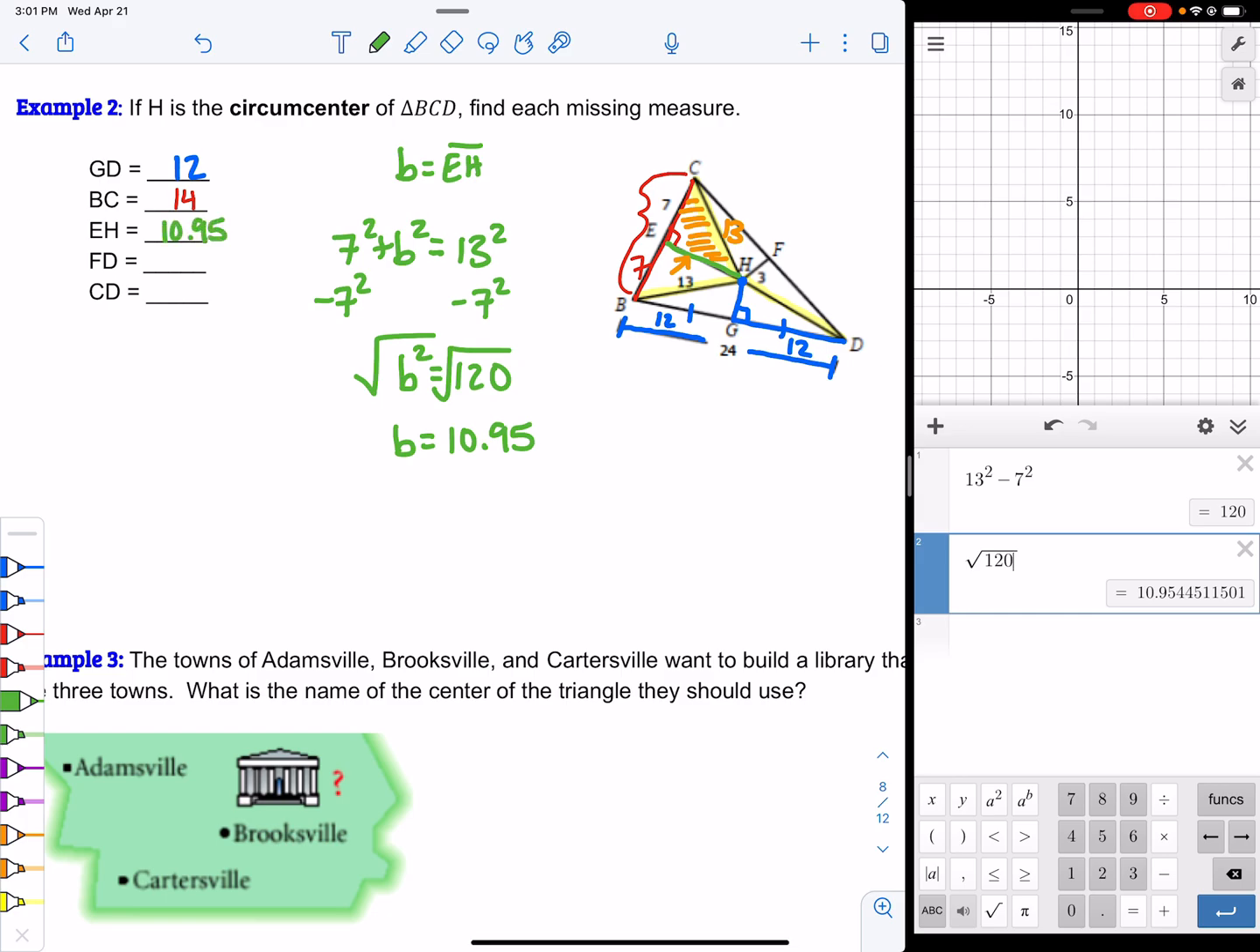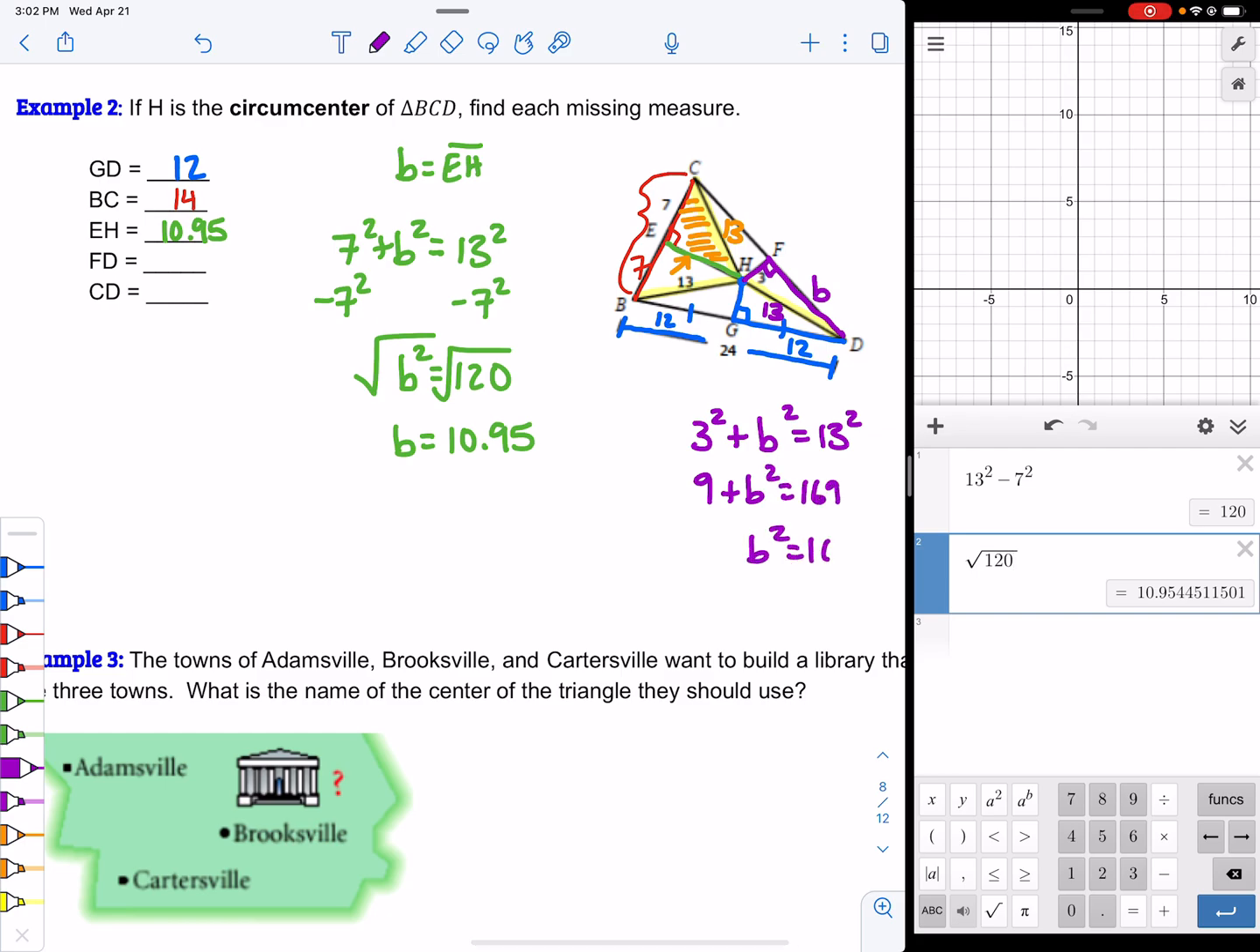And then they asked us to find FD. All right, so let's look and see what we know. We've got 3 as one side of that little right triangle, and we also know that the hypotenuse would equal 13 because HD equals BH, which we highlighted in yellow right there. So we have 2 sides of a right triangle. We can figure out the third. We have the hypotenuse and we have a leg. So let's say 3 squared plus b squared equals 13 squared. And the b in this case is our FD that we're looking for. So that's 9 plus b squared equals 169.